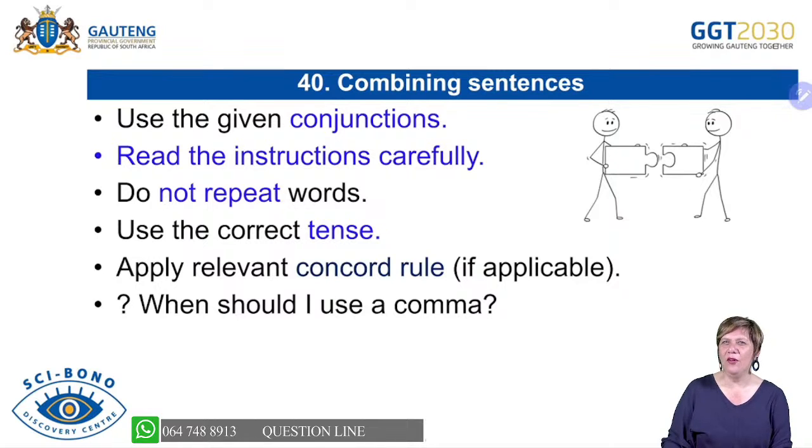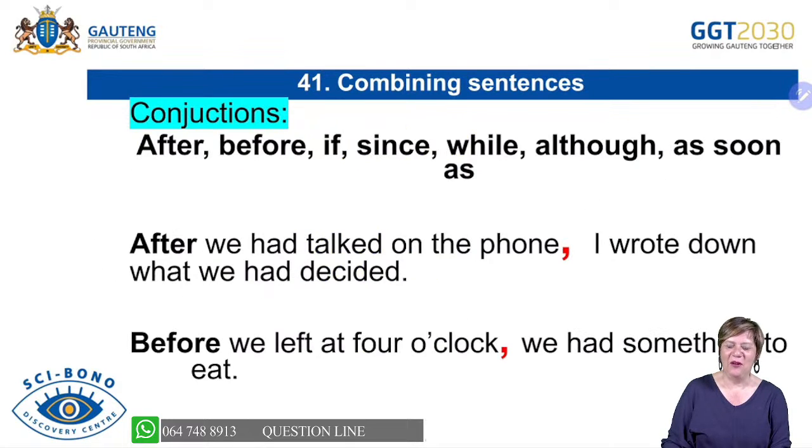Now, learners often ask me, but when should I use a comma? Let me help you. If we have conjunctions like after, before, if, since, while, although, and as soon as, that's when we need a comma. So your first sentence you will write down, and at the end of your first sentence you'll write a comma and then the second one. In other words, where the conjunction is used in the sentence, after that you'll use a comma.